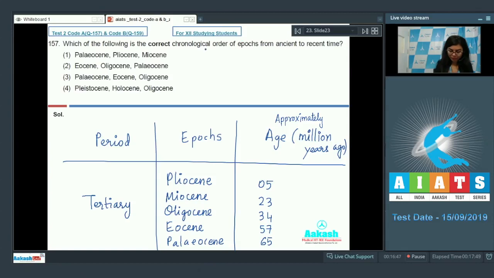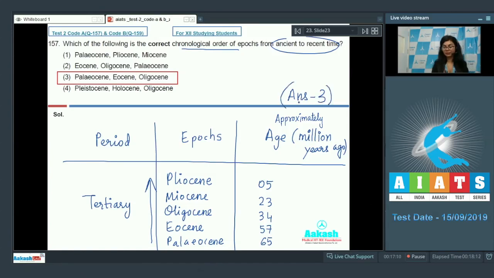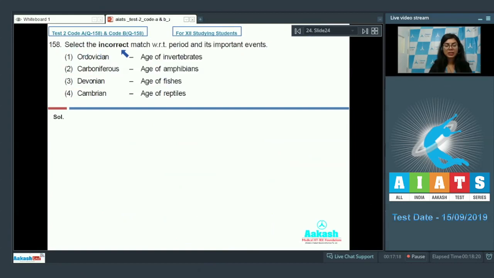So we have to find the chronological order from ancient to recent times. We are going from ancient to recent times. First comes Paleocene, then Eocene, then Oligocene, which makes option 3 the correct option here. The right answer is option number 3.